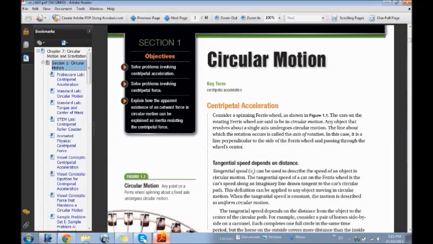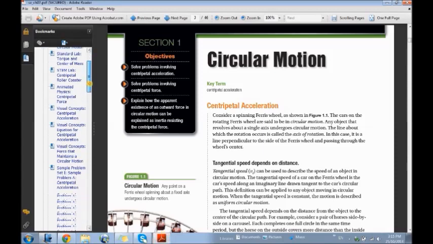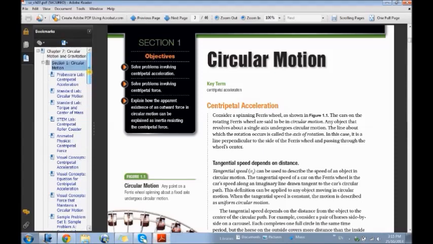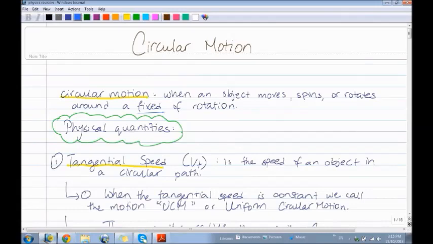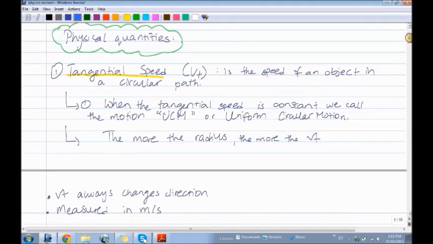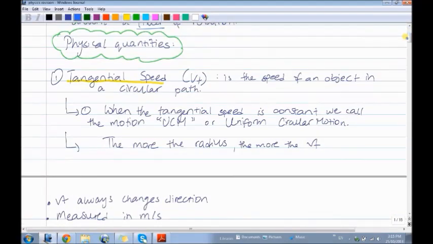Okay, today I'll be revising the 3 sections of Chapter 7: Circular Motion, Newton's Law of Universal Gravitation, and Motion in Space. Now, first of all, circular motion. What is circular motion? It is the motion when an object moves, spins, or rotates around a fixed axis of rotation. Now, the physical quantities involved in this is tangential speed, Vt, which is the speed of an object in a circular path. When the tangential speed is constant, we call this motion UCM, or uniform circular motion.